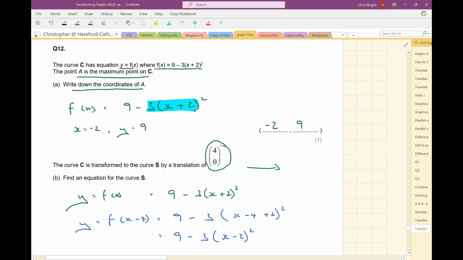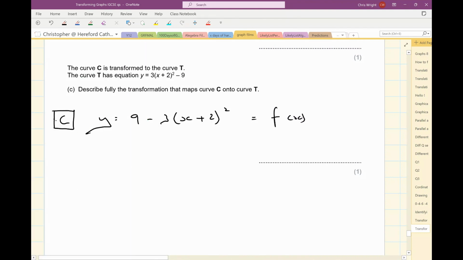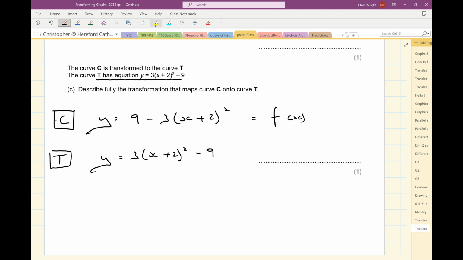That is parts A and B done. Part C. The curve C is transformed to the curve T, and the curve T has that equation. Let's just compare my two curves. I've already copied down the equation of the curve C. So the curve T is y equals 3 lots of x plus 2 squared minus 9. And the question really is, how do I transform this blue expression to give me the yellow expression?